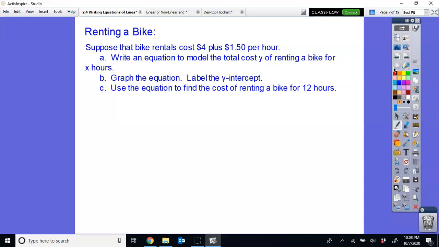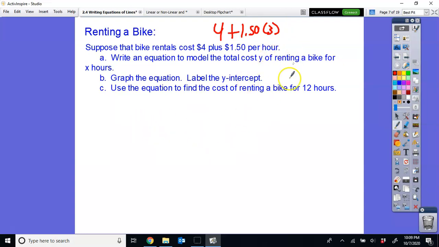So we're renting a bike at the Doodle Trail in Pickens, and we're going to rent a bike for $4 plus $1.50 per hour. Notice in a real life context, if you just think about how real life works, you would have to pay $4 no matter what, and then $1.50 per hour on top of that. If you're thinking about that just in a real life context, you're thinking, okay, $4 plus $1.50 times, well, I'm going to go for 3 hours, so times 3.